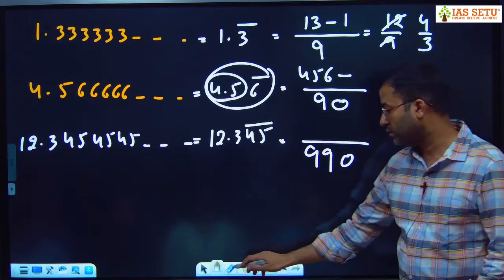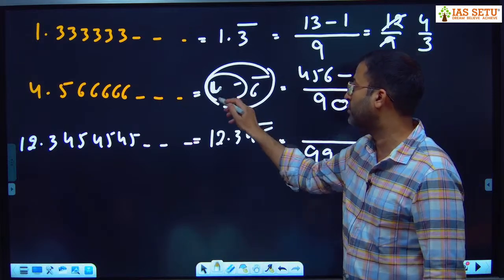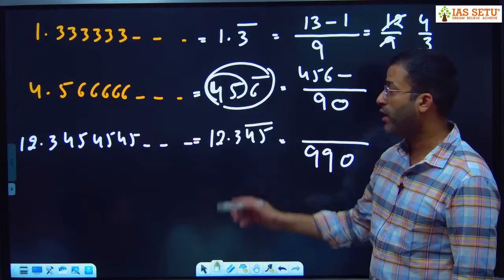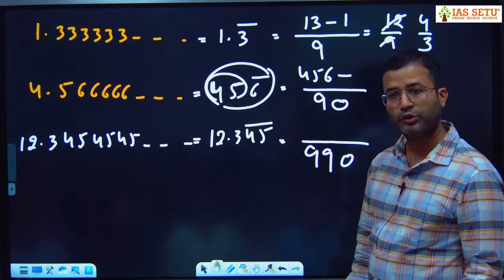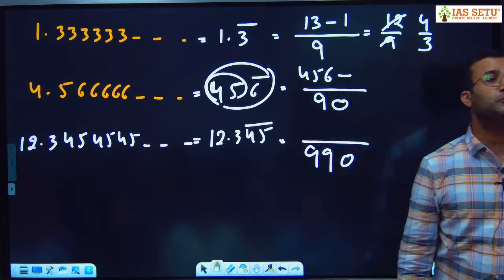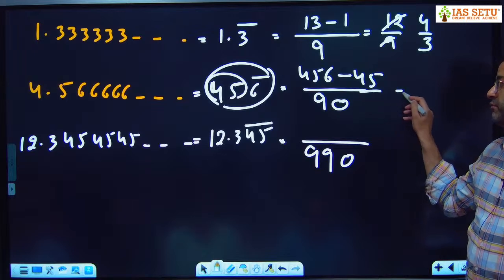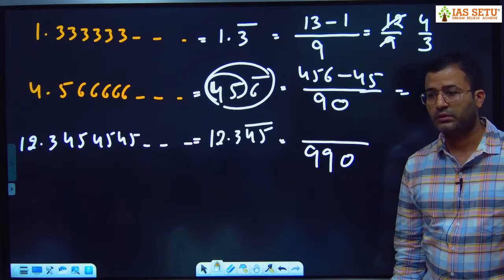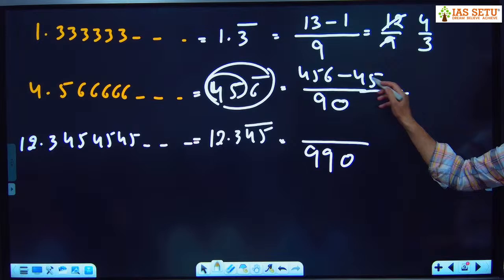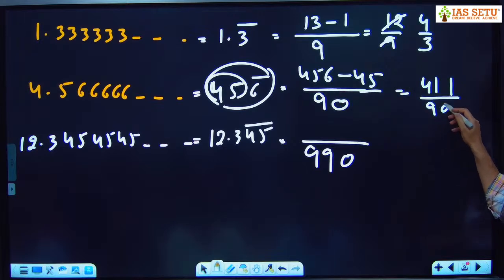Or do one thing, here ignore the decimal for the numerator. Once, ignore the decimal. You have 4, 5, 6. Total is 456. Out of 4, 5, 6, which is not repeating? 4, 5. So minus 45. So here 6 minus 5, 1, 5 minus 4, 1, 411 upon 90. Simplify.